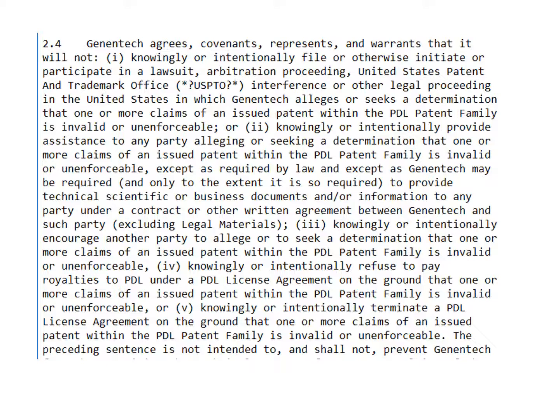Just stop there. This first bit, what are we saying? We're saying we won't knowingly or intentionally go after you in the U.S. to knock out your patents. Go to the next piece. 2, we also won't knowingly or intentionally provide assistance to anybody else who might be seeking a determination that one or more claims of an issued patent within the family is invalid, except as required by law. If they get a subpoena, they can't fight. What can they do? 3, we won't knowingly or intentionally encourage another party to allege or seek a determination. So not only will we not help, we won't even give them a high five.